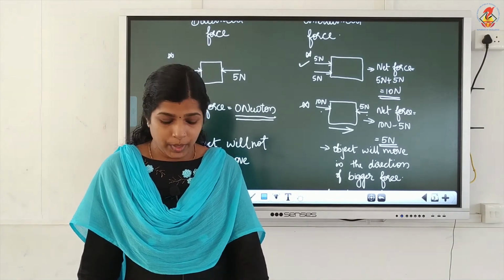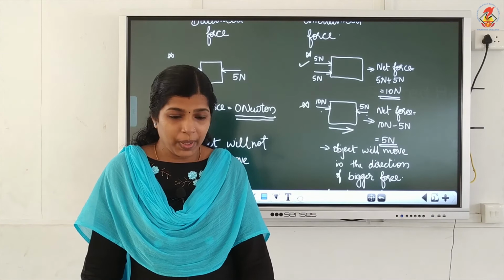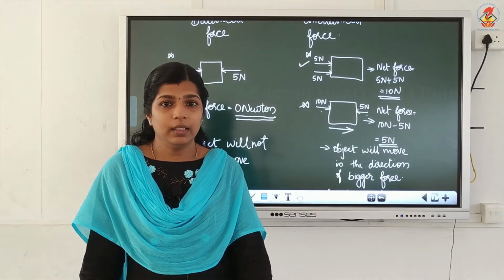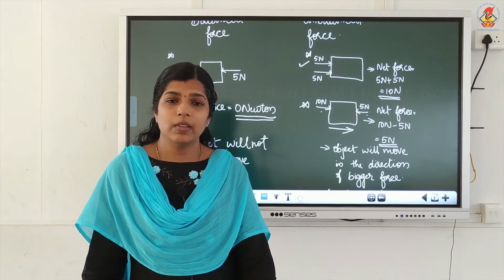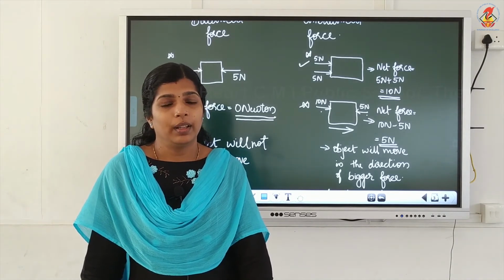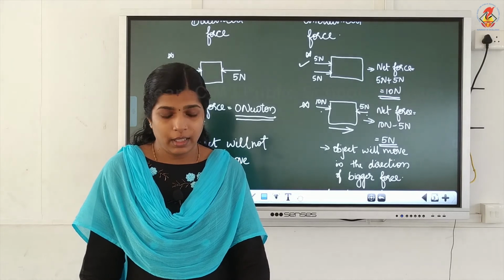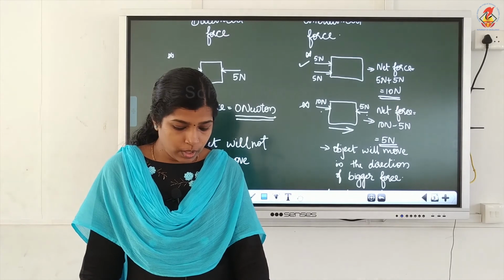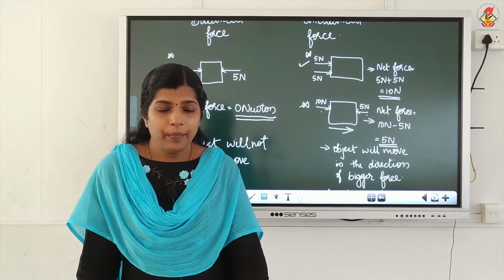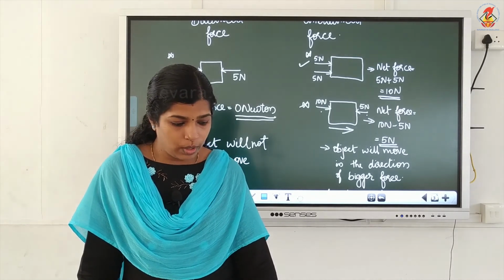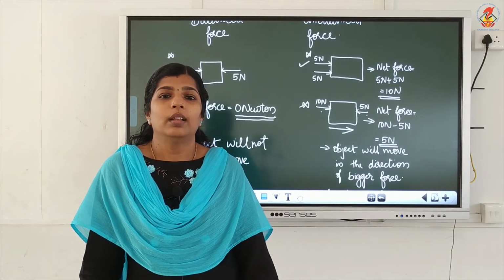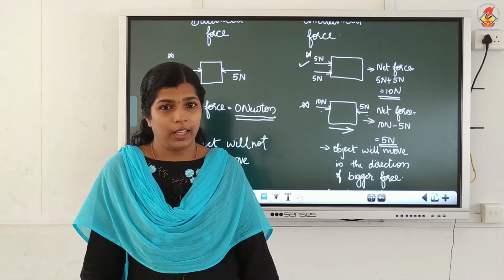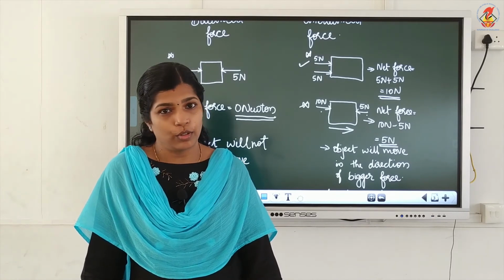An example of unbalanced force: a bicycle will slow down if the rider stops pedaling it. So, what will be the net force? The net force will not be equal to 0, and unbalanced force will be there. Net force is not equal to 0.